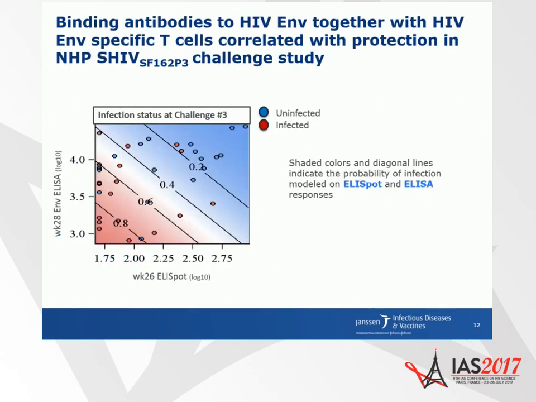And to do that, we looked at the monkey study, and we compared animals that were infected or not infected after three challenges, and we compared several immune parameters that sort of correlated with their infection status. It turned out that a certain level of antibody titers that we could measure in ELISA and cellular immune responses as measured by ELISpot, if they were above a certain threshold, then we had the magnitude of non-infected animals in that part of the graph. So we could set these criteria based on monkey data.